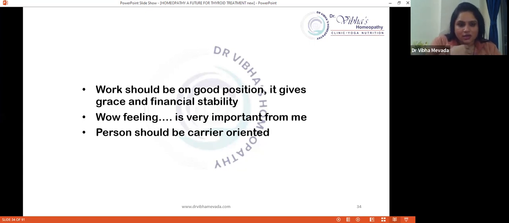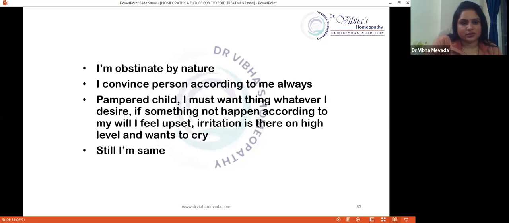According to her, whatever we are doing, our position should be very good. It gives grace and financial stability, and a person should be career oriented. She said, "I'm very obstinate by nature and still I'm the same. I was a very pampered child in my family. If I wanted something in my childhood, I knew how to get it from my parents." She convinced them, according to her, and still she is like this only.